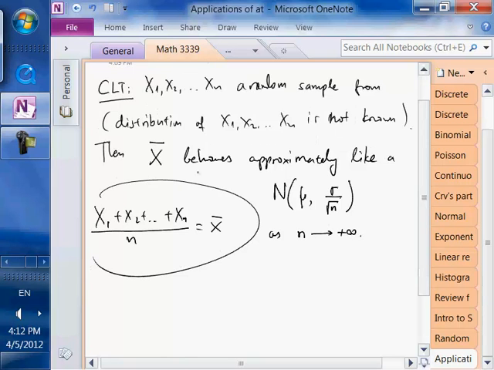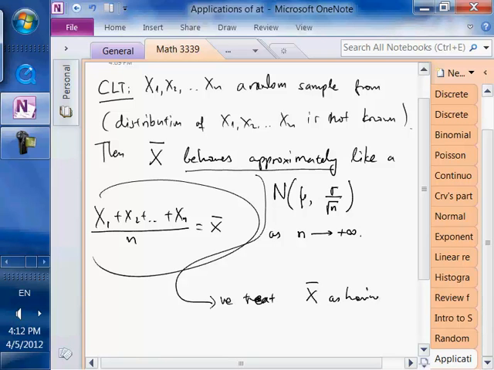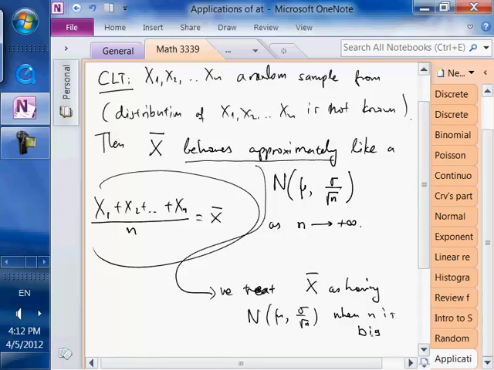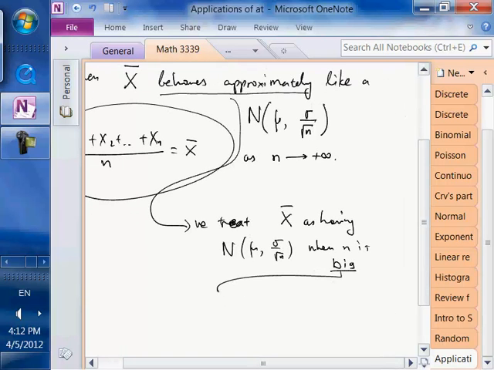So what does behaves approximately mean? Well, this means that we treat x bar as having normal distribution with these characteristics when n is big. What does big mean? Well, big means typically greater than or equal to 30, but if the data show that the underlying distribution is sort of symmetric, like the median is close to the mean, then that n can go even down to 15. Actually, for most of the cases, your book uses n greater than or equal to 15. I prefer n greater than or equal to 30.